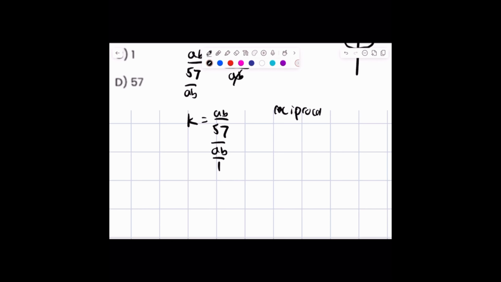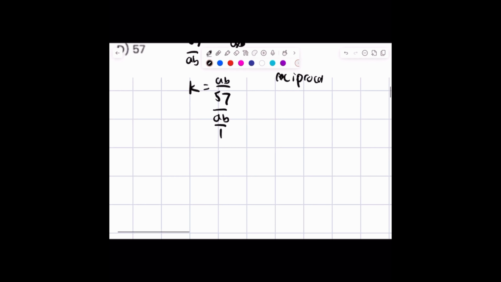What's the reciprocal? Reciprocal, and for example, let's say 2 over 3. Reciprocal is just the value flipped. Meaning that 2 over 3 would just be 3 over 2. This will be the reciprocal value, giving us this. So if we use this same logic over here, K is equal to, multiplying by the reciprocal, AB over 57 times 1 over AB.